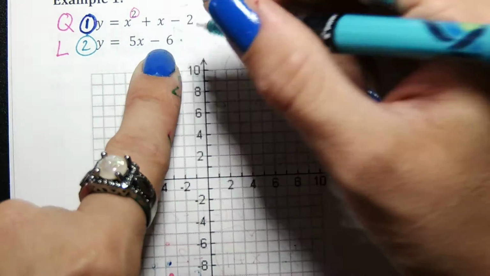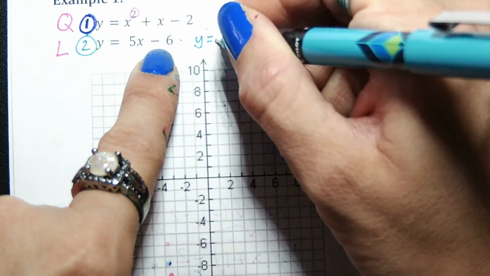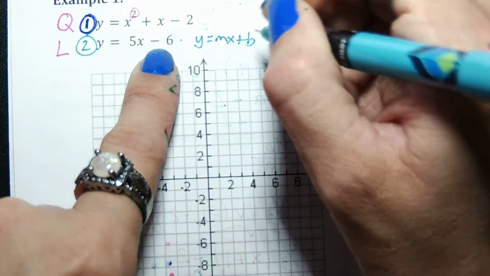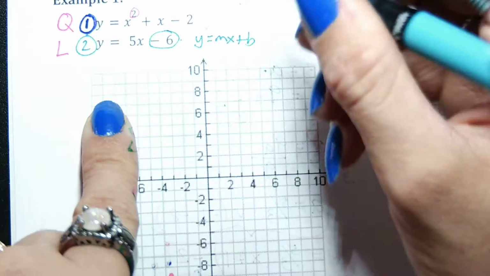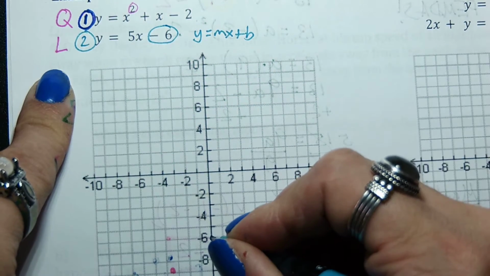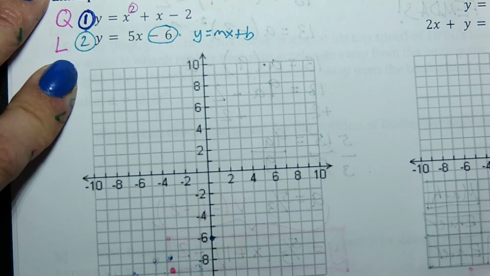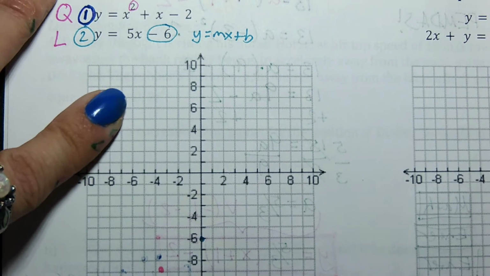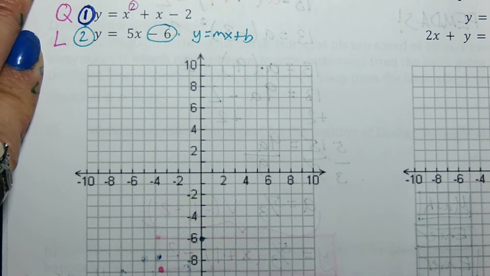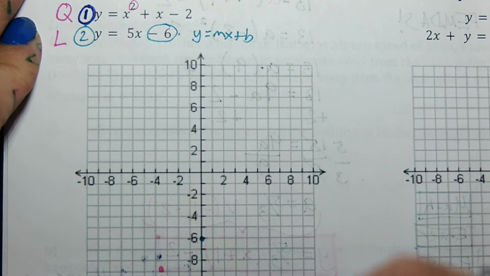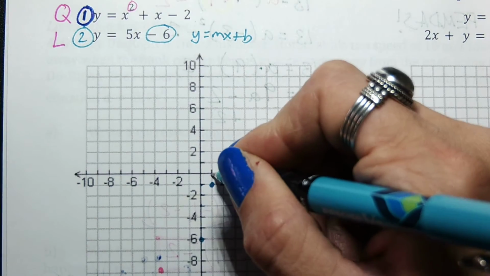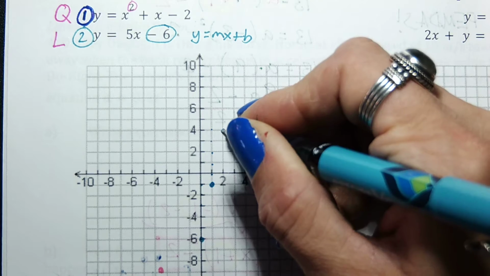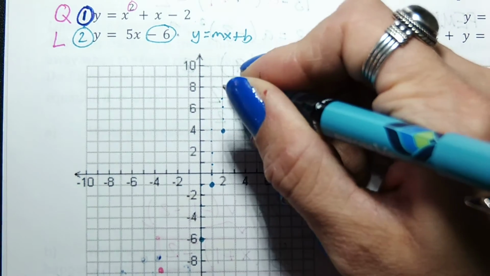So this line, y equals mx plus b, has a y-intercept of -6. So we're going to go down to -6 on our y-axis. And then our slope is 5. So up 5, 1, 2, 3, 4, 5, over 1. And again, up 5, over 1, and again, up 5, over 1.